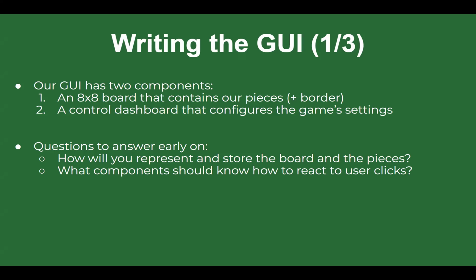So the first question you should be asking yourself is how are you going to represent the board and how are you going to store the pieces within your board representation? And then the other thing that you should ask is what components should know how to react to user clicks. So an important part of Othello will be taking those user clicks and translating them to placing a piece. But that's not that hard. You'll see we have some good guidance on that in the handout.